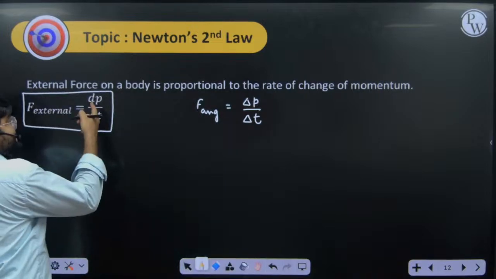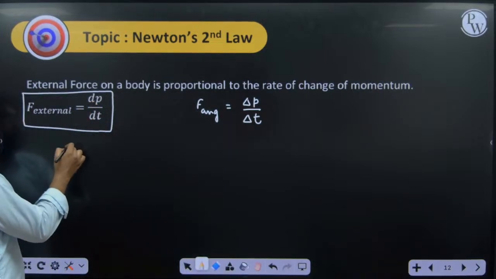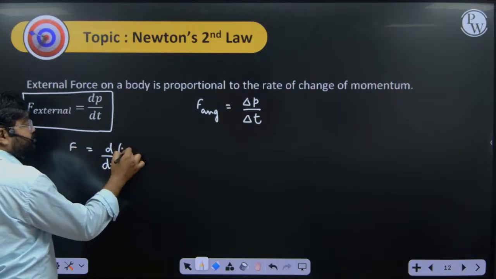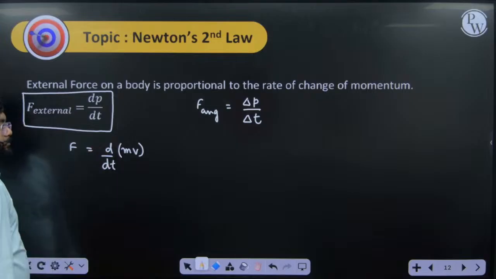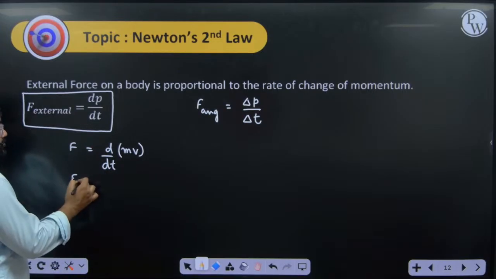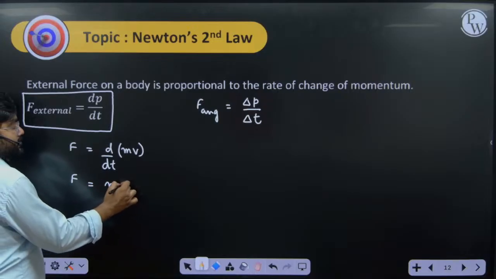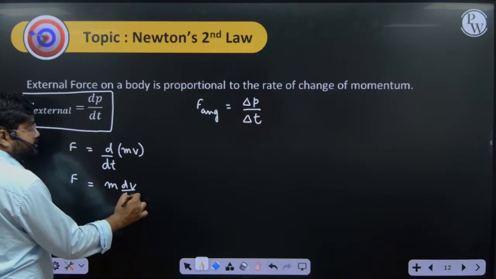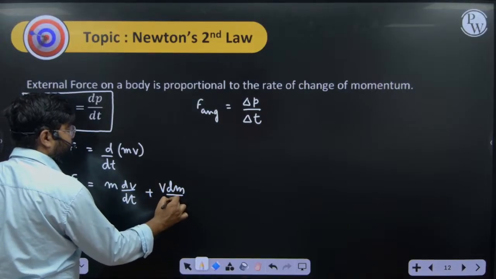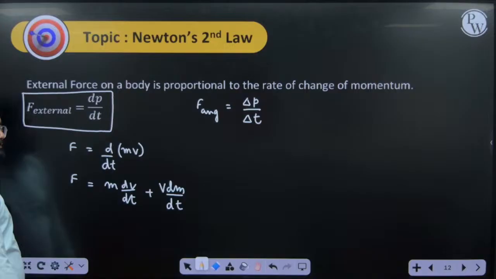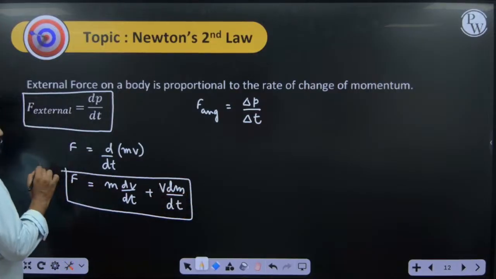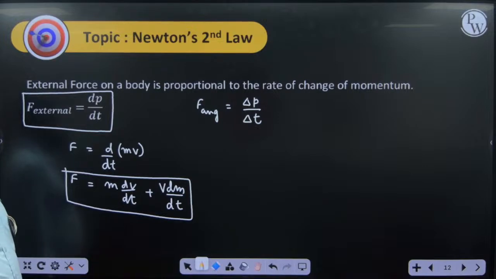Now momentum is m into v, so we can write it d/dt of m into v. Using the product rule for differentiation, we can write it like this. This is the formula, which is the main formula.